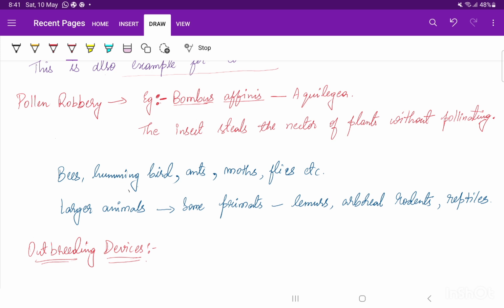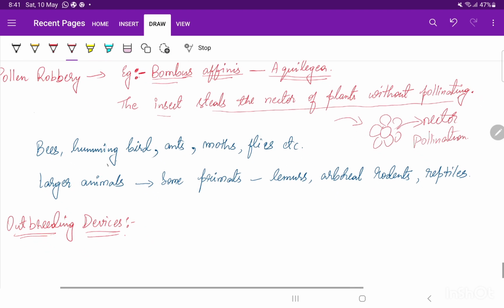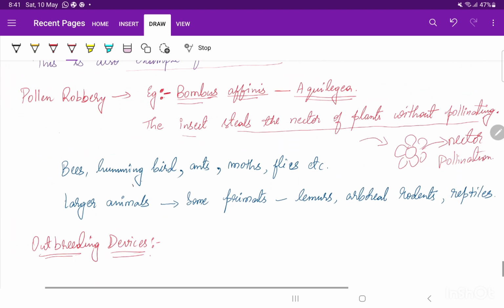Next is pollen robbery. What is pollen robbery? It's clear. Where an insect will steal the nectar from the flower without pollinating. They will come and fall on the flower, and they steal the nectar. Nectar is stolen, but pollination doesn't occur. Example, Bombus in the plant called Aquilegia. Okay, I hope it's clear. Pollen robbery.